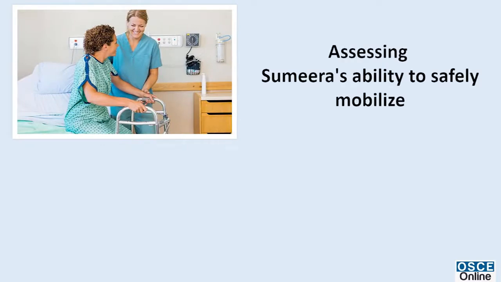Assessing Sumira's ability to safely mobilize. You notice a walking stick resting next to the sink in her cubicle. You should move the stick closer to Sumira during the assessment.